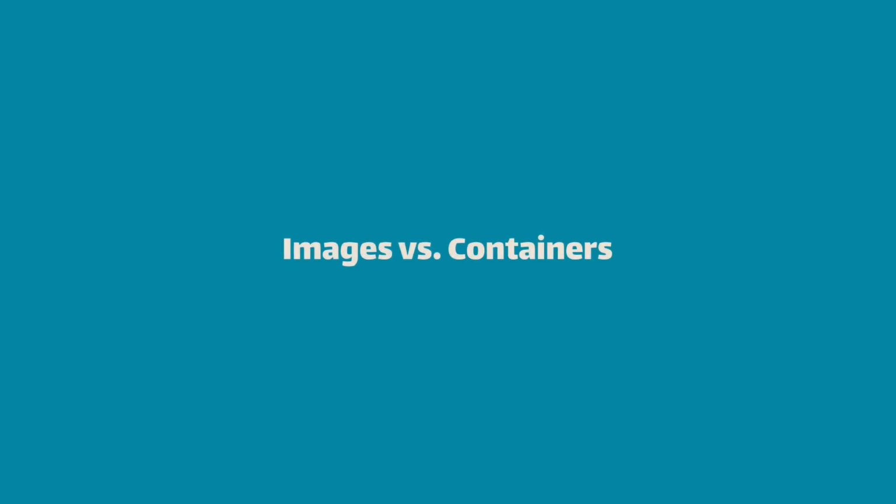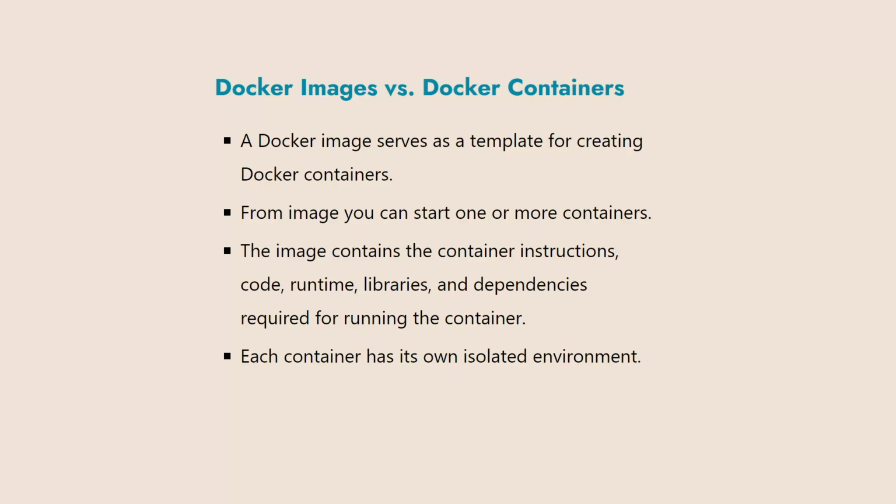Before we get into the Docker run command, it's important to understand the difference between Docker images and Docker containers. A Docker image serves as a template for creating Docker containers, from which one or more containers can be started. The image contains the instructions, code, runtime, libraries, and dependencies necessary for running the container. Each container has its own isolated environment, ensuring applications run independently without affecting other containers or the host system.